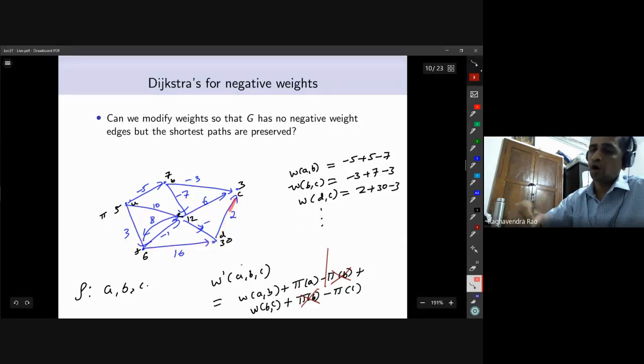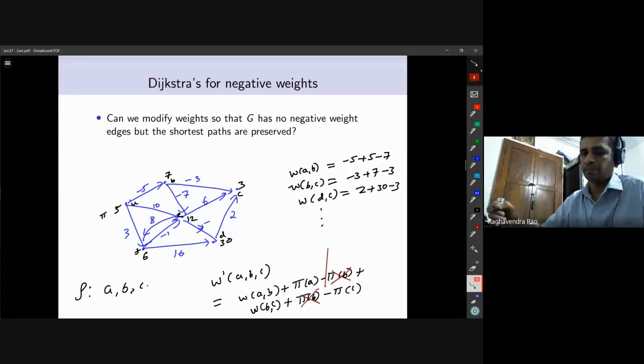The modified weight will be the original weight plus pi A minus pi C, that is 5 minus 3. This path will be original weight plus 5 minus 3, and this one also will be original weight plus 5 minus 3. Everyone gets 5 minus 3. So the least one will be preserved; it will remain the same.